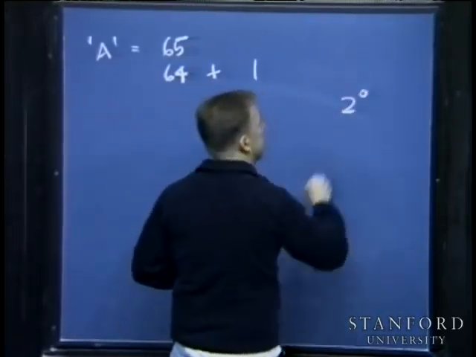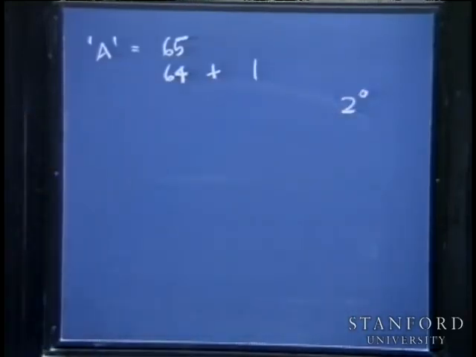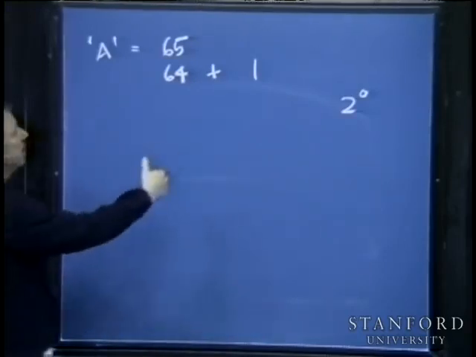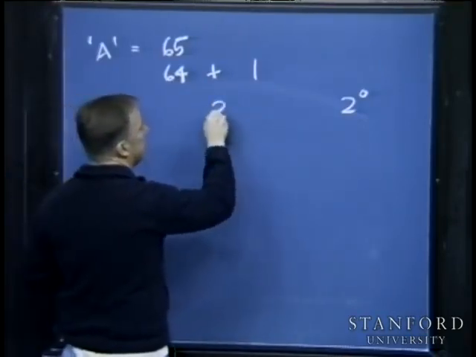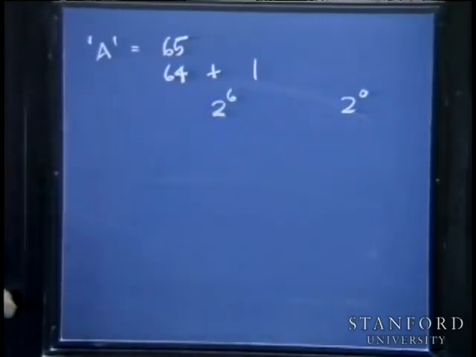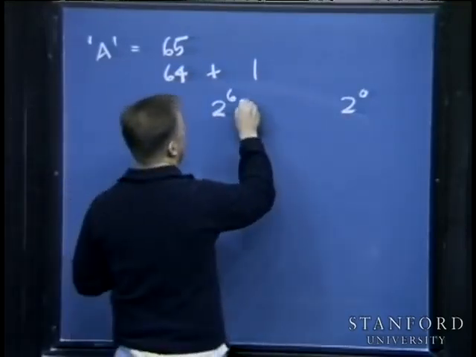1 is 2 to the 0th. 2 is 2 to the 1st. There's none of that. 4 is 2 to the 2nd. 8 is 2 to the 3rd. 16 is 4. 32 is 5. 64 is 6. This is actually 2 to the 6th plus 2 to the 0th. Makes sense? Okay.